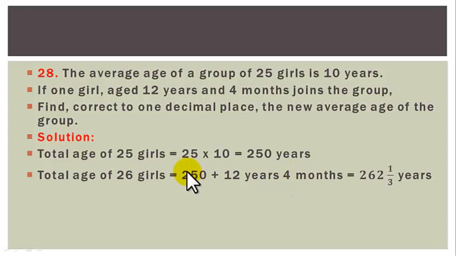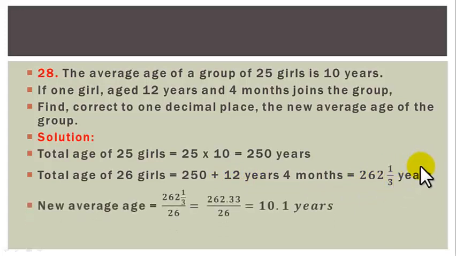So 250 plus 12 and 1 over 3 years will give us 262 and 1 over 3 years. Therefore, the new average age of the 26 girls will be 262 and 1 over 3 divided by 26. And this is equal to 262.33 divided by 26, which is approximately equal to 10.1 years to 1 decimal place.